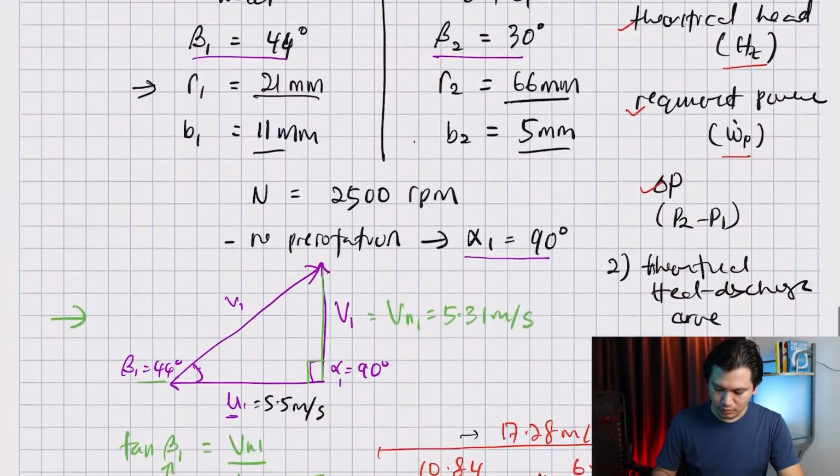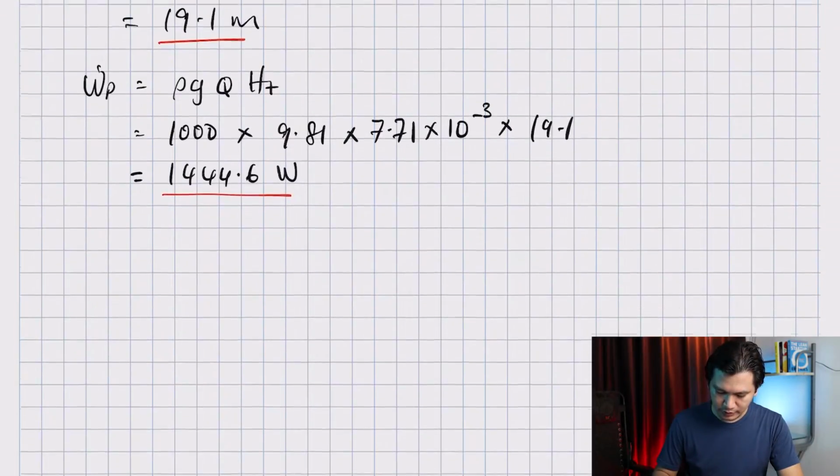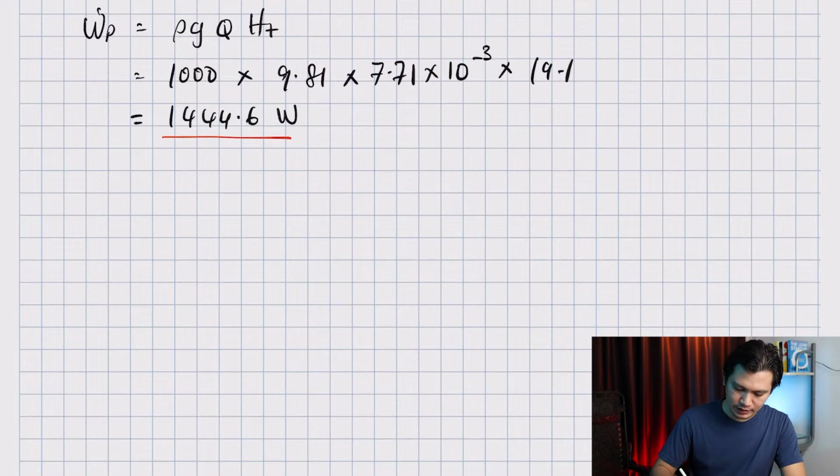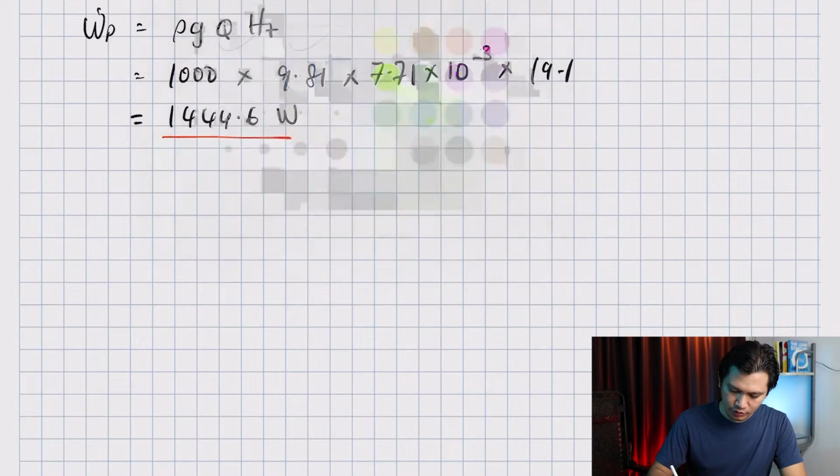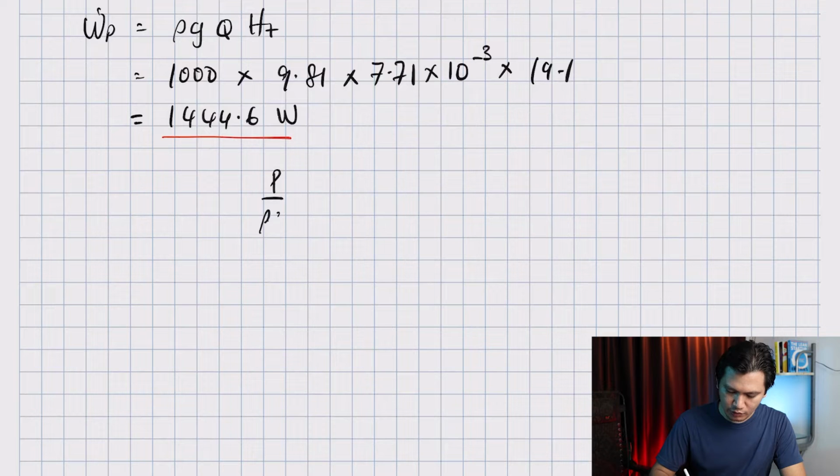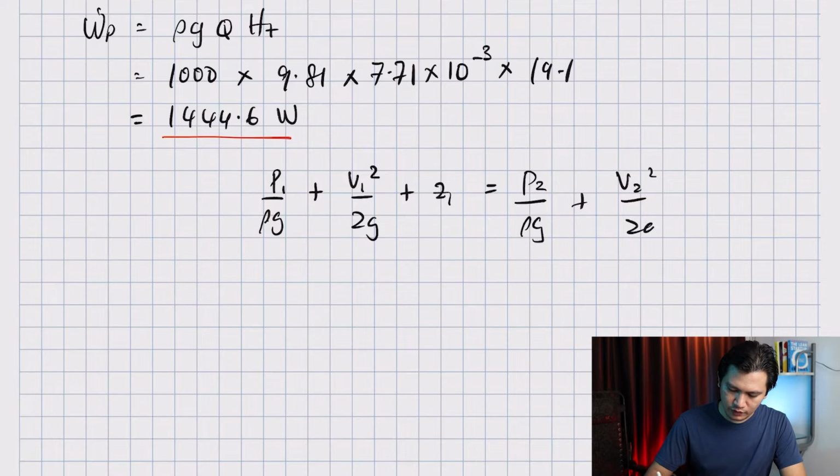Okay, so for the energy equation, let's write the balance first. In the energy equation, what you have is P1 over rho g plus V1 squared over 2g plus Z1 equal to P2 over rho g plus V2 squared over 2g plus Z2.